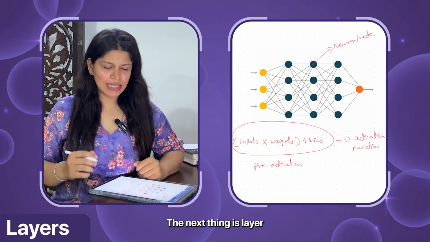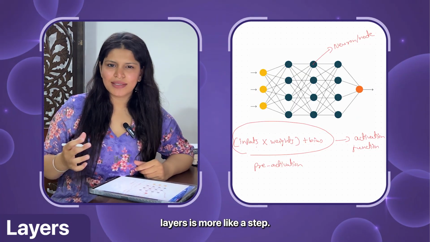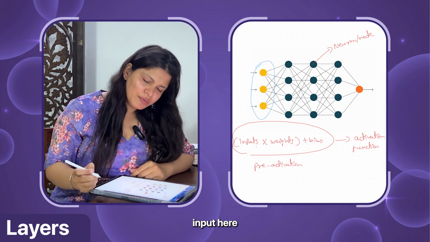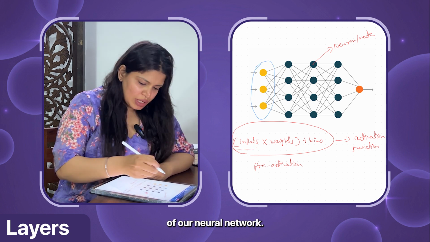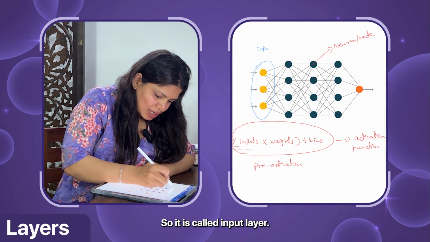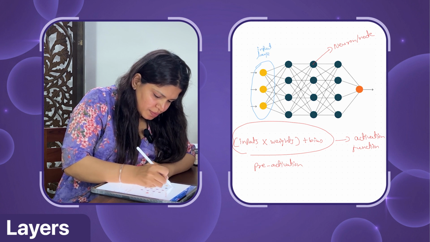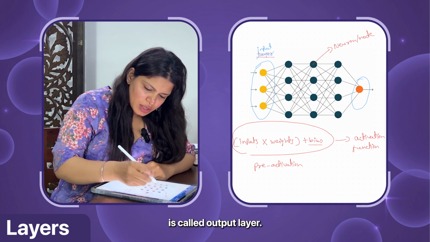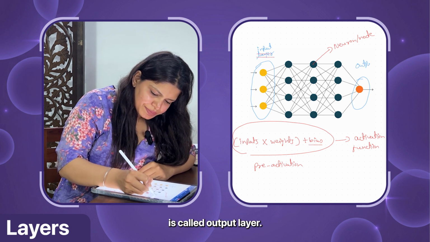The next thing is layers. A layer is more like a step. So for example, this input here is the first step of a neural network, so it is called the input layer. Then this last step of a neural network is called the output layer.